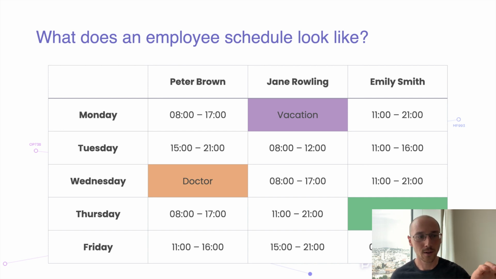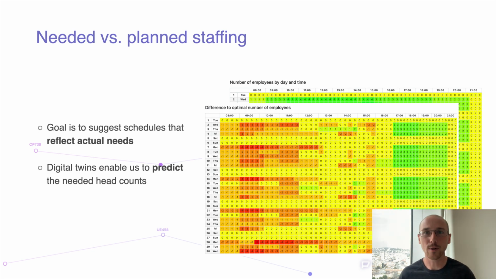So the goal is to create this employee schedule, and this is a standard task that happens in most retail stores. The thing that we are trying to bring here is the digital twin data. We are trying to have the employee schedule actually reflect what is needed in the stores. So we want to come as close as we can to the headcount that is needed for the number of shoppers, or for the traffic in the store, for the number of transactions that happen. And that's why digital twins are useful here.